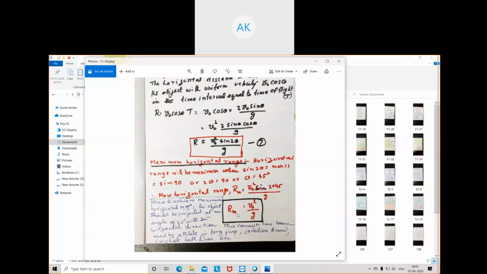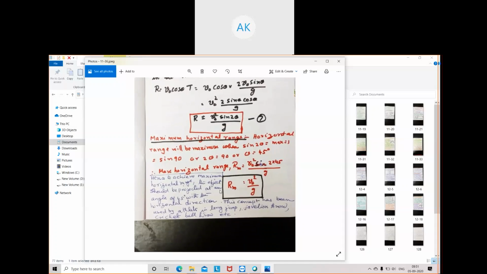Maximum range equal to v0 square by g. So remember that. For any angle you can find out the range, and for an angle of projection 45 degree, the range will be maximum, and equation is v0 square by g. Hence, to achieve maximum horizontal range, object should be projected at an angle of 45 degree with the horizontal direction. This concept has been used by athletes in long jump, javelin throw, cricket ball throw, etc. Understand?